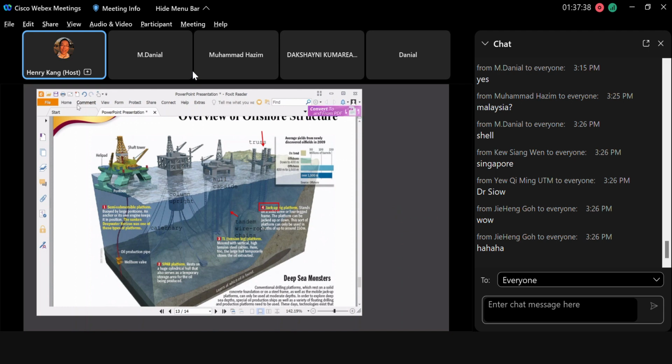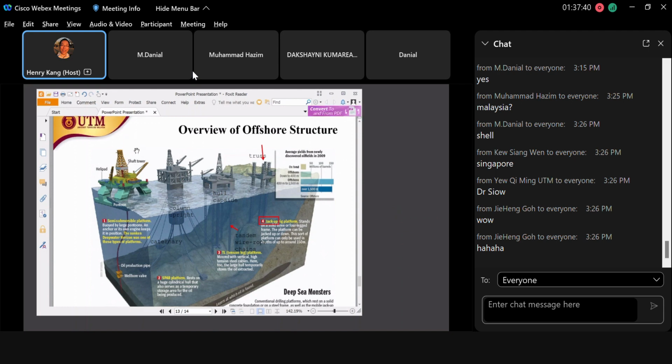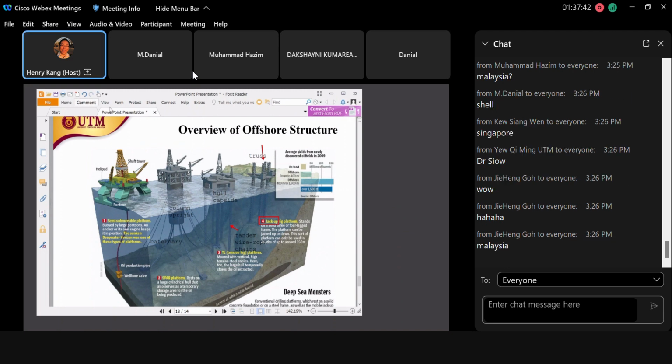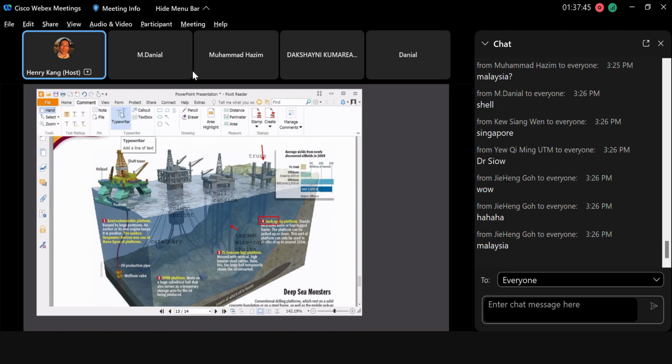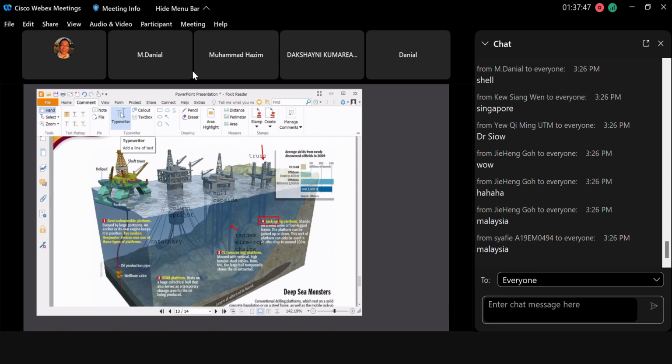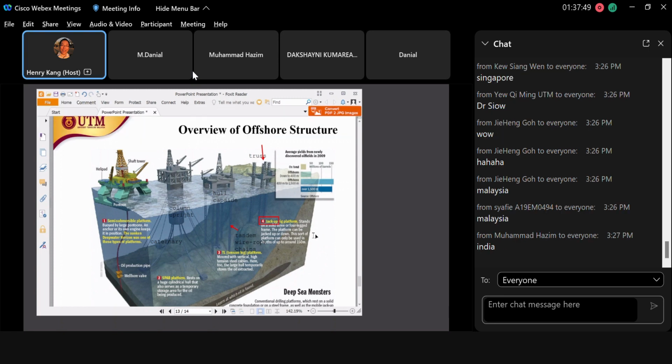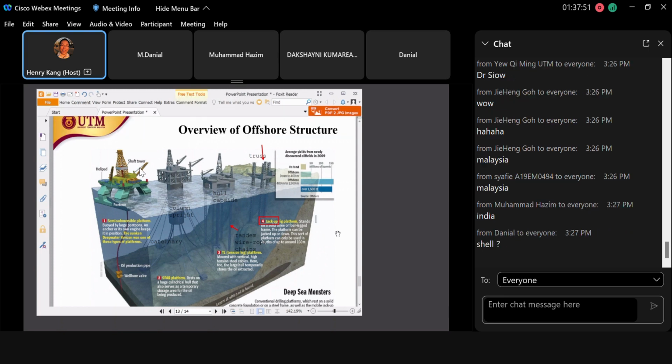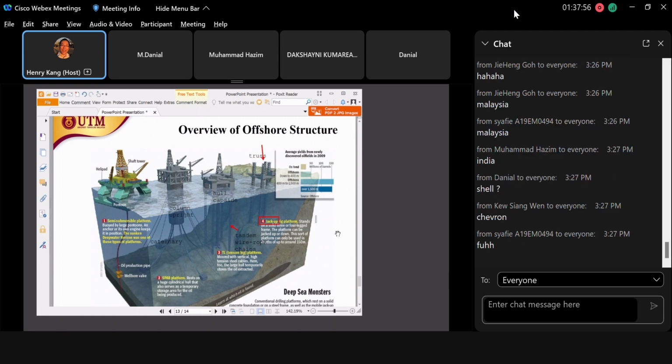Who consume this jacket? Any idea? No, no, no, Malaysia. We don't want to buy any structure from Singapore. Okay. Brazil. Brazil is the major buyer using the jacket.